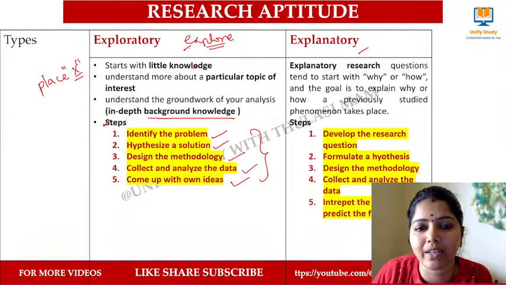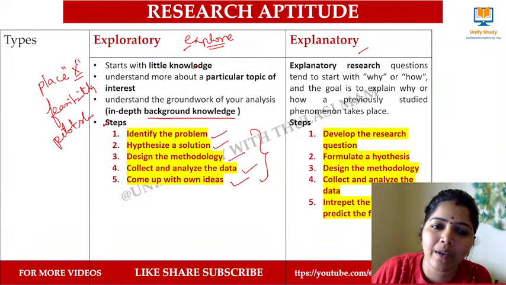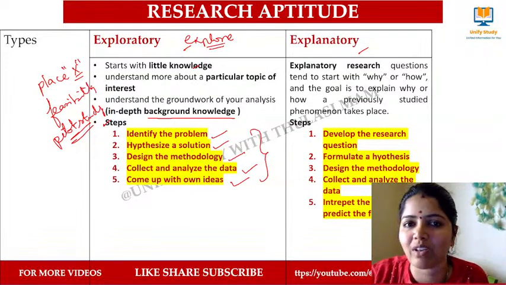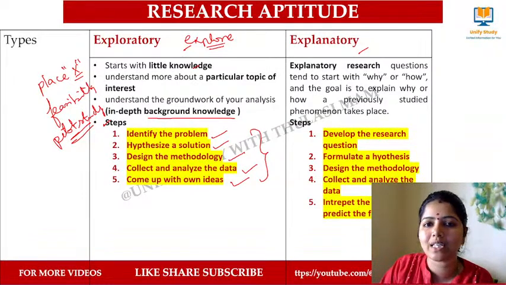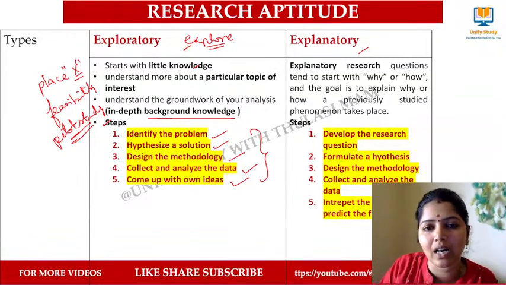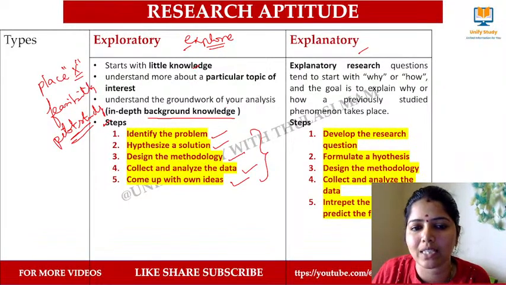Similarly, with exploratory research we can do a feasibility study, and it will be useful for a pilot study. What do you mean by pilot study? Before getting into the area, we check whether it is possible or not. We check with a small sample, and that we call a pilot study. So it is understanding the groundwork of our analysis, the in-depth background knowledge. These are the steps of exploratory research.